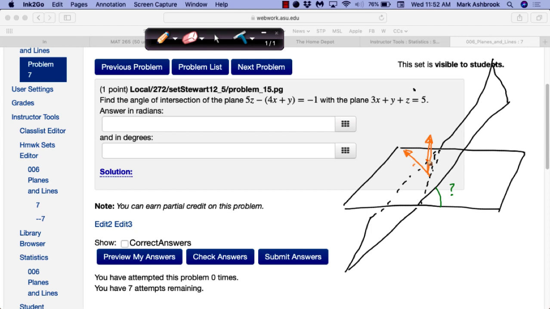And so now it's just a matter of, do you know how to find the angle between two vectors? And you should, we've done that before. If you don't remember, you just have to review that. So finding the angle between the planes is the same as finding the angle between the two normal vectors which define those planes. Okay.